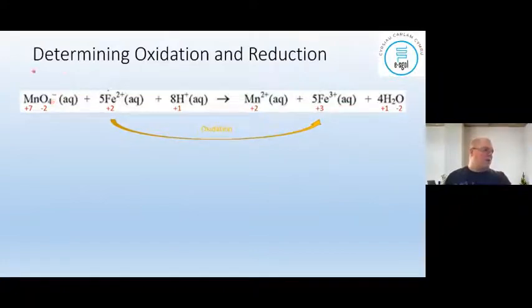This first one is oxidation, because the oxidation state has increased from +2 to +3.